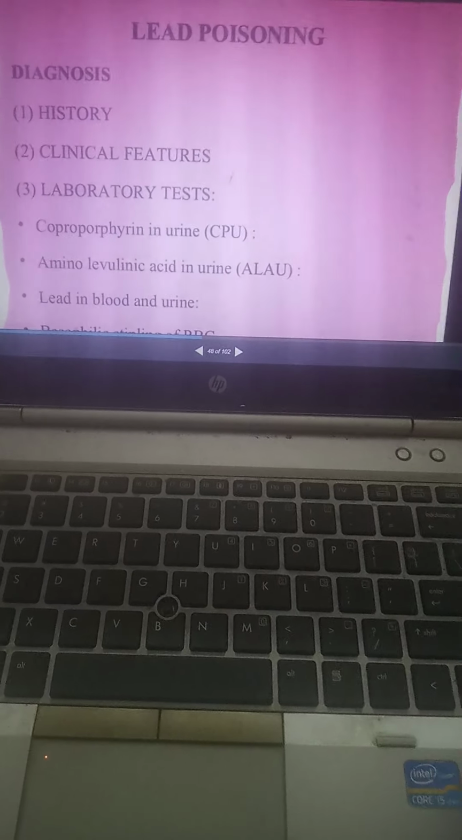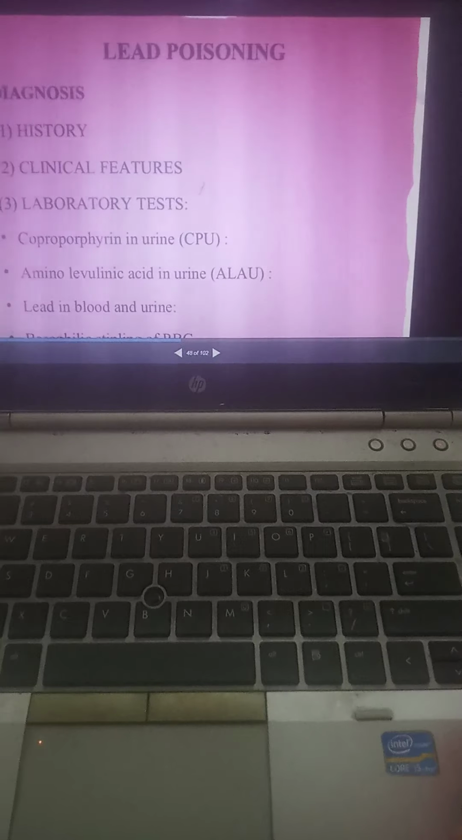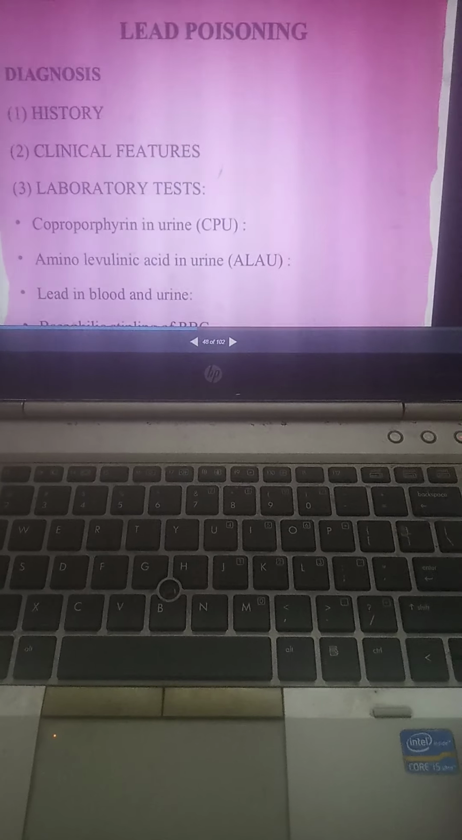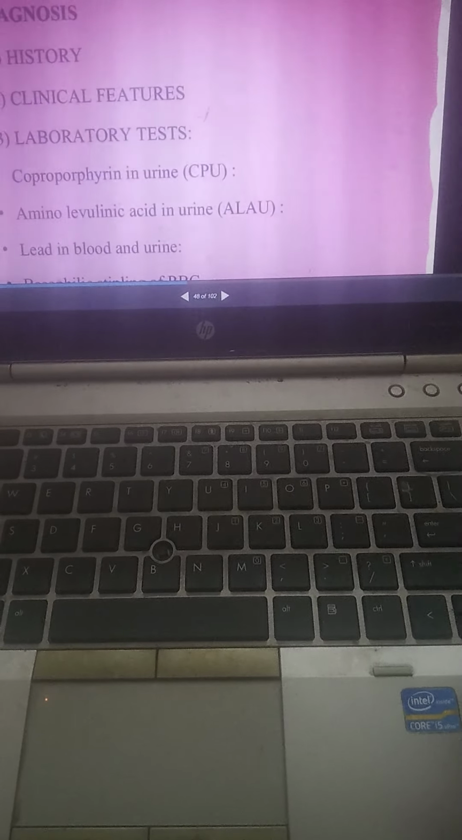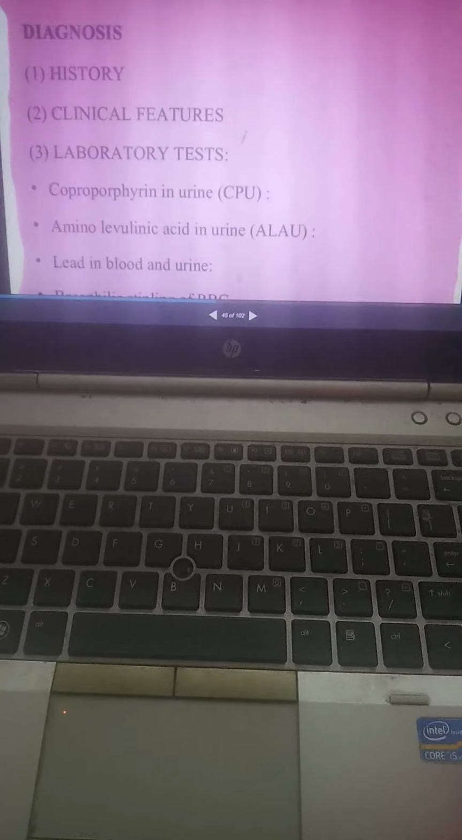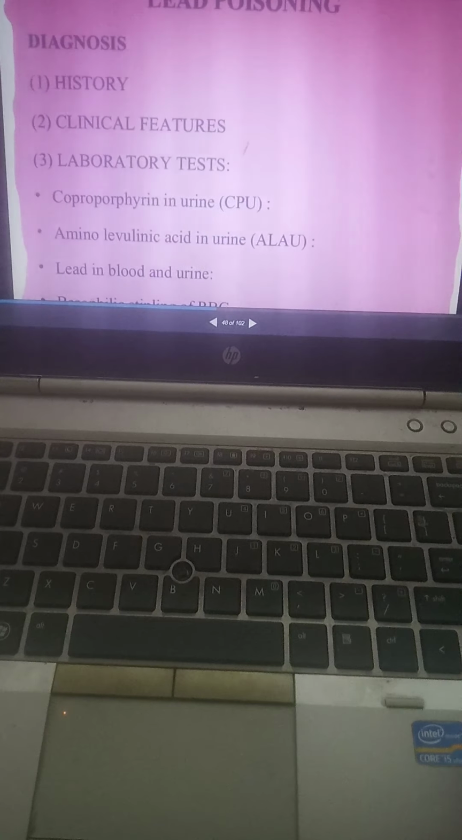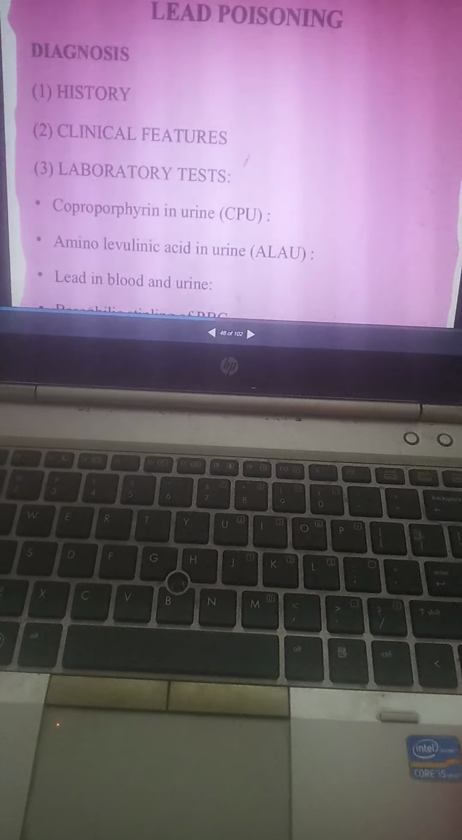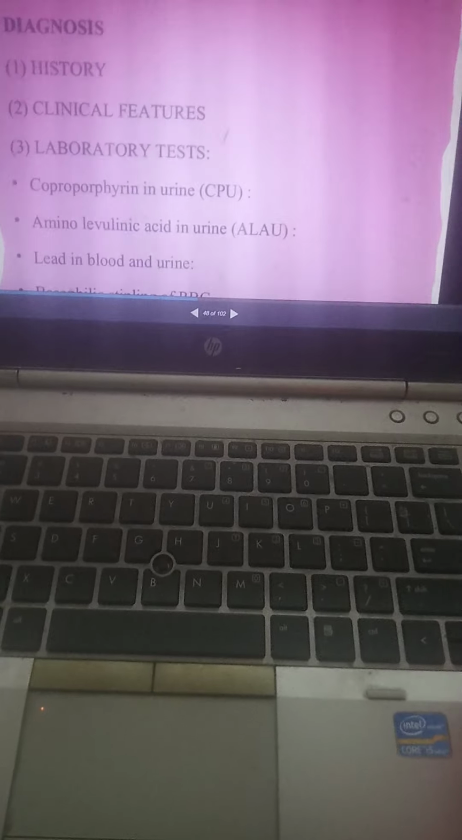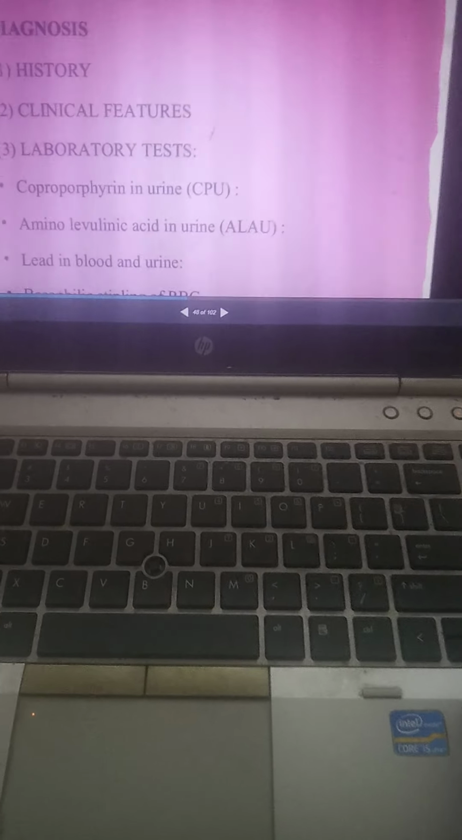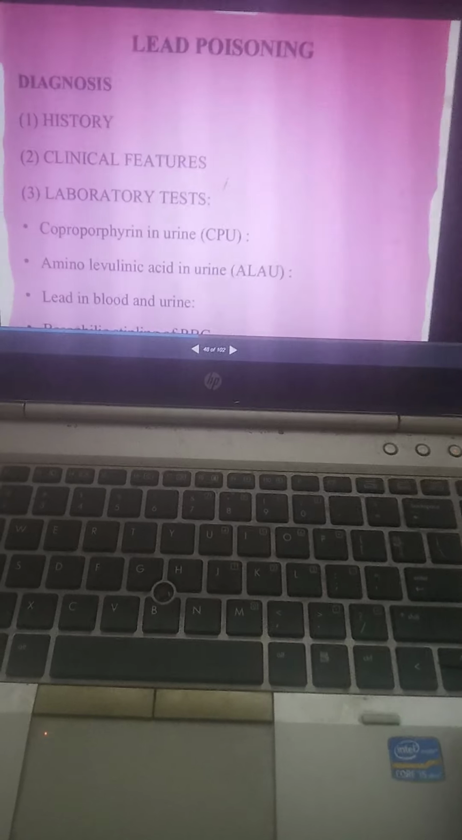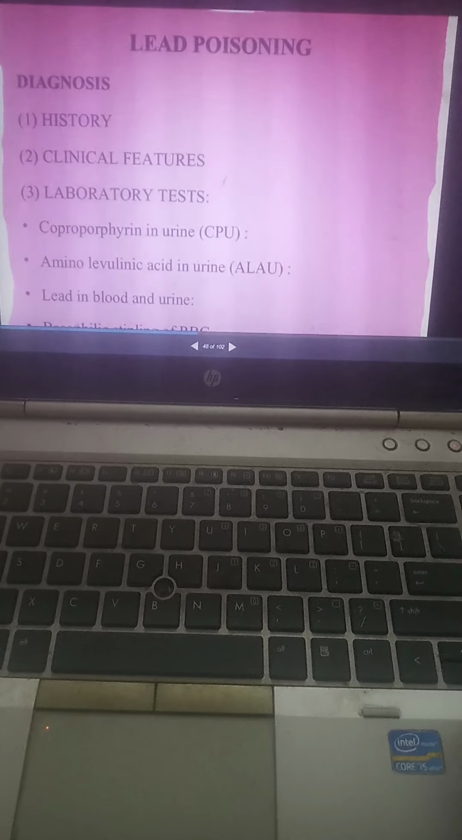Now, how will you diagnose, how will you proceed with a case of lead poisoning? In diagnosis, first of all history is important: where the worker is working, clinical features and laboratory tests. Clinical features we have already discussed, and in laboratory tests we will go for coproporphyrin levels in urine and aminolevulinic acid in urine. These are all intermediate products of lead metabolism, or lead levels in blood and urine, and stippling of RBCs in peripheral smear. These are all pathognomonic signs of lead poisoning.